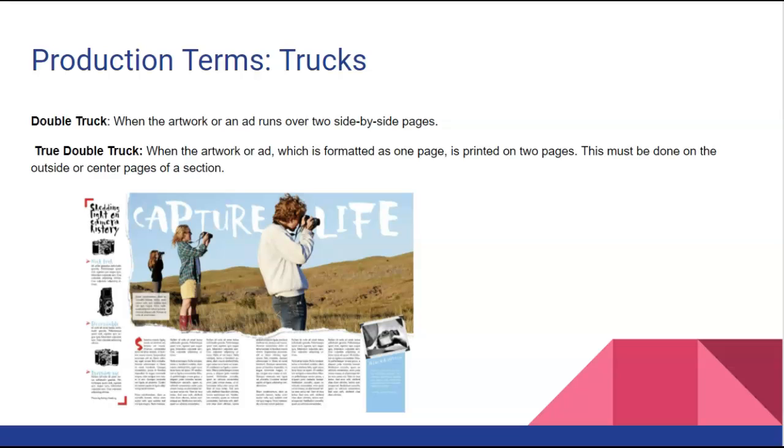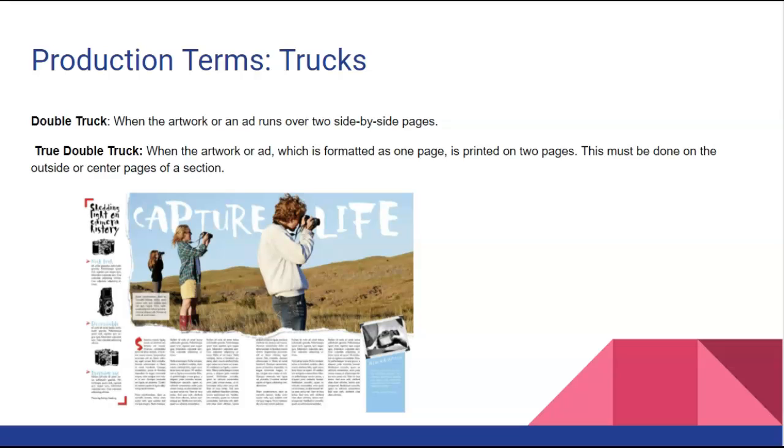The next thing are production terms, and they come from trucks. What a truck is, normally you lay out a page one page at a time. But if it goes over a page, it's called a double truck. There's a double truck where the artwork, if you look at that picture down below where it says Capture Life, the art is definitely going over 2 pages. See how the middle of the page is a much bigger gap? That would be where the fold of the newspaper, or in this case magazine, goes.